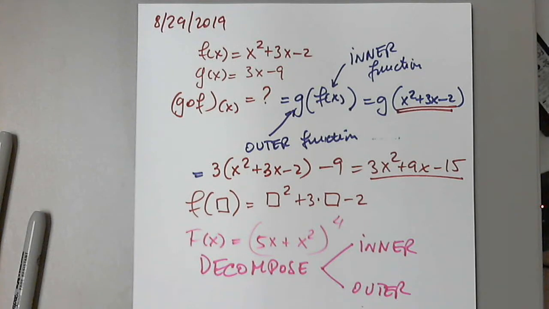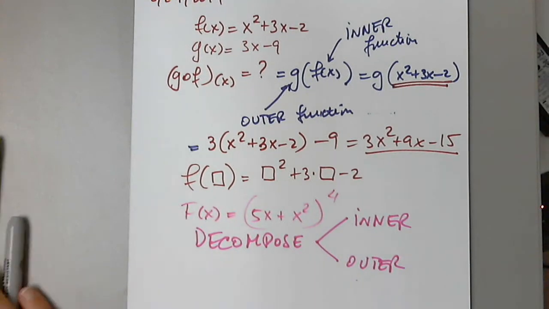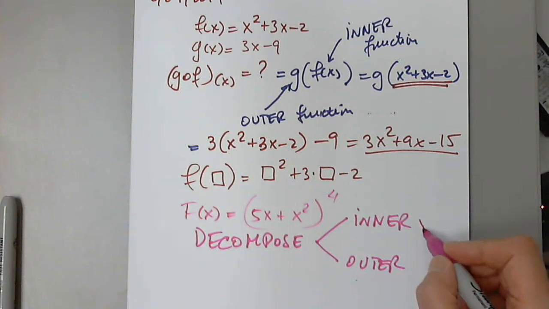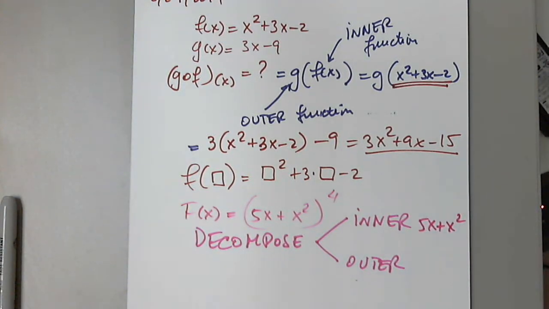So what do you think would be the inner? Well, the inner function is the function that we evaluate first. If I want to replace x by 5, I would have to evaluate this function first. When I'm done and I get a number, I raise it to the 4th power. So the easiest thing to do is to consider the inner function to be 5x plus x squared. You can denote it the way you like.